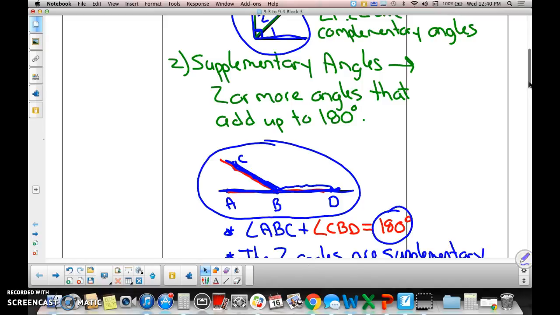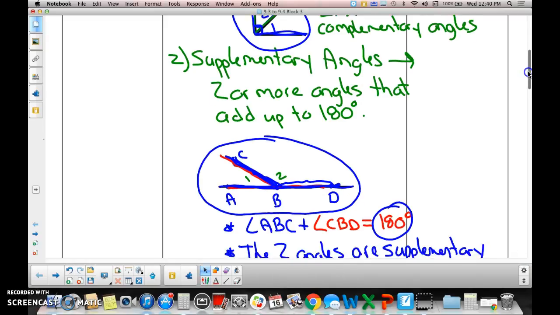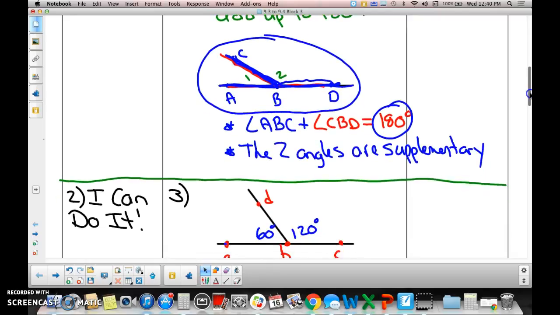Right now, please look up here. Currently, do you have any idea what this angle is? Let's call it angle 1 now. Or this angle, do you have any idea what they measure? No. But you do know that together they equal 180, right? Yes. Okay. Let's move down to our examples that we did.